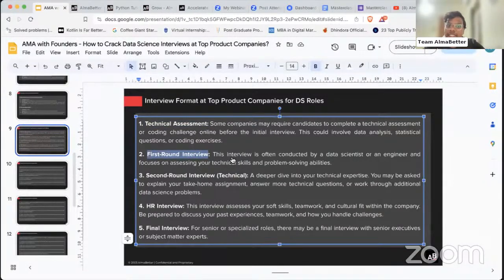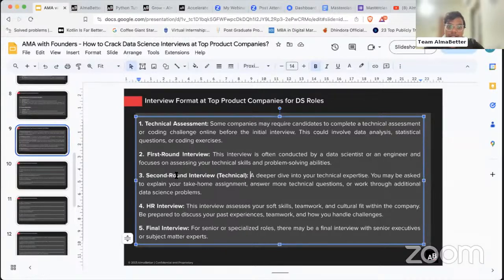The first round will be taken by a senior data scientist or senior business analyst or data analyst, depending upon the role, or a hiring manager. In that round, they will see your technical skills and problem-solving abilities. Once you pass the first round, there will be a second round interview. This one will be a technical round. Here they may ask you to write code on a particular problem and see how you answer it.